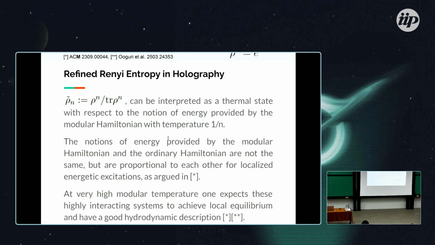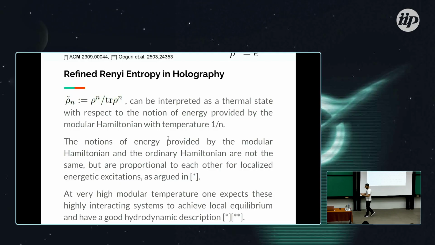I will also take some results that we get from an earlier work on these entanglement temperatures and the n to 0 limits of this Renyi, to say that when n goes to 0, the notions of energy provided by the modular Hamiltonian and the ordinary Hamiltonian are not the same, but are proportional to each other.